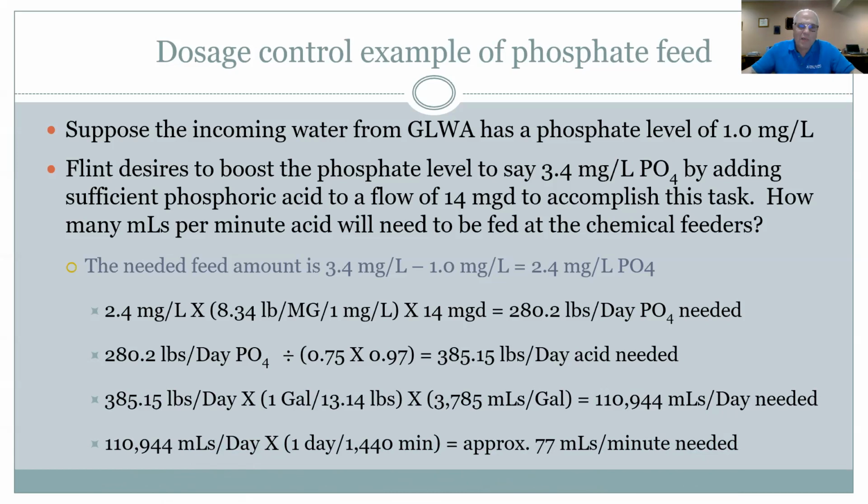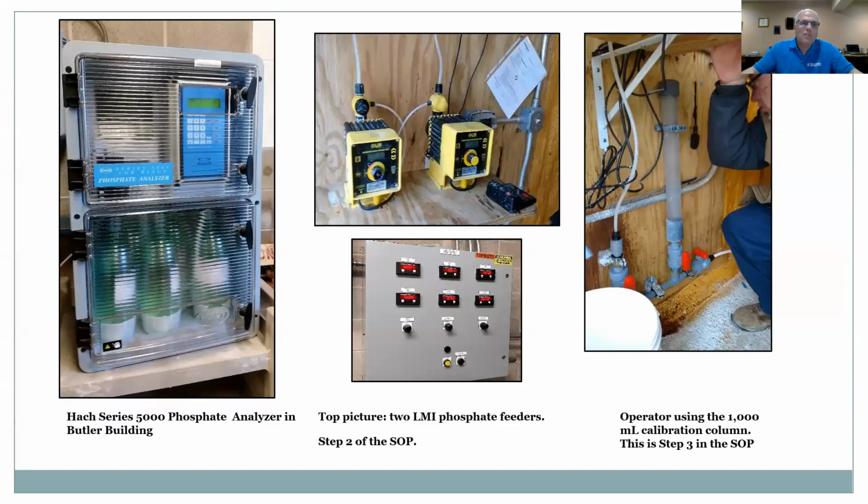Let's take a look at some of the pictures we have from the feeders here. On the left, you see the Hawk Series 500 phosphate analyzer that takes the water in from Detroit and analyzes it for phosphate, so they know if they're at 1 milligram per liter or not, roughly. In the middle, the bottom picture is the CS2 panel that shows the flow rate in the upper right-hand corner. I think I got that highlighted there. Yeah, circle around it, showing the flow rate coming in, so they know if it's 14 or not. And then the feeders at the top are the ones that they have to set for 77 milliliters per minute.